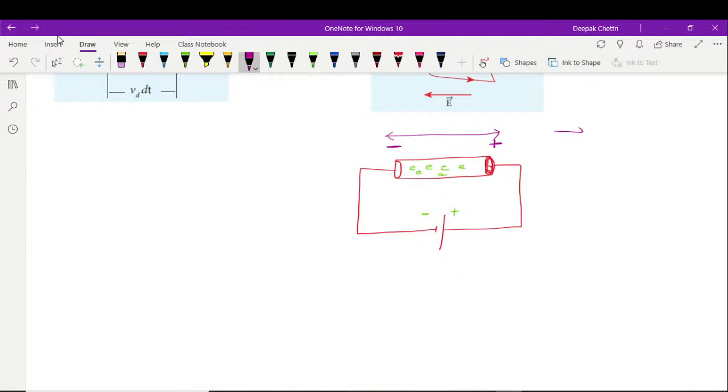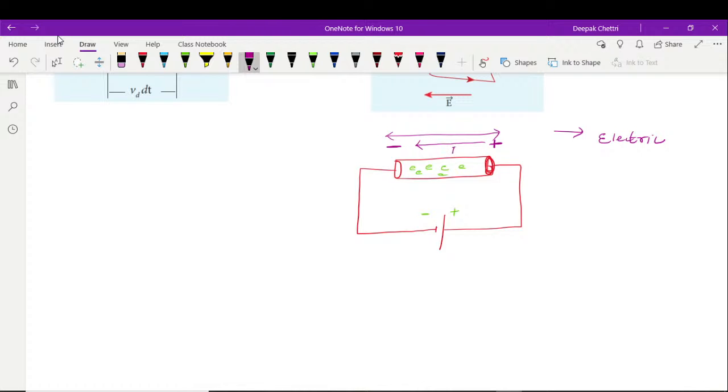And potential difference gives rise to an electric field also. Whenever there is a positive and negative separation, you get an electric field, yes or no. And that electric field starts from the positive terminal towards the negative terminal, right.